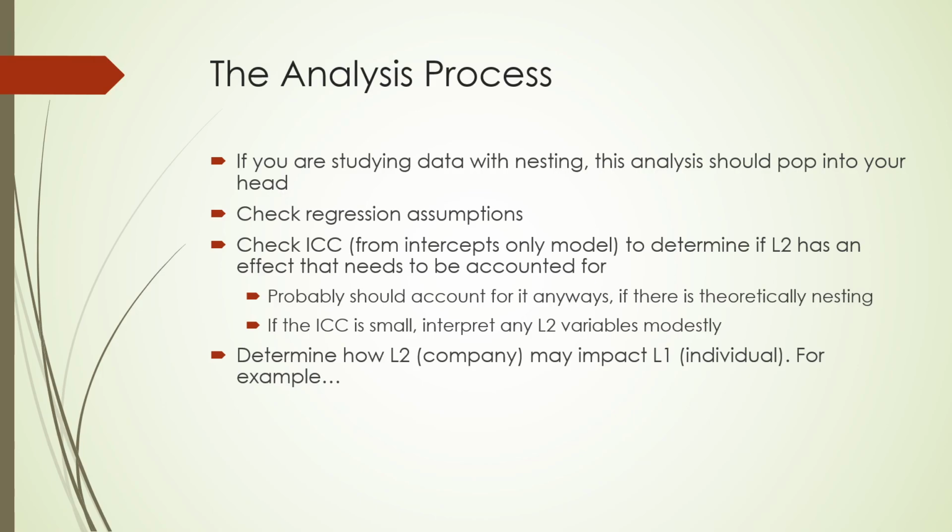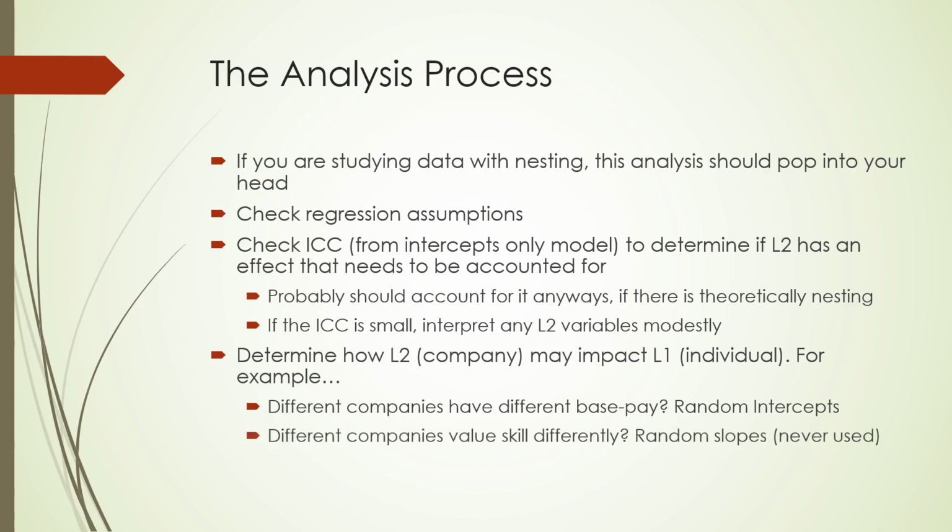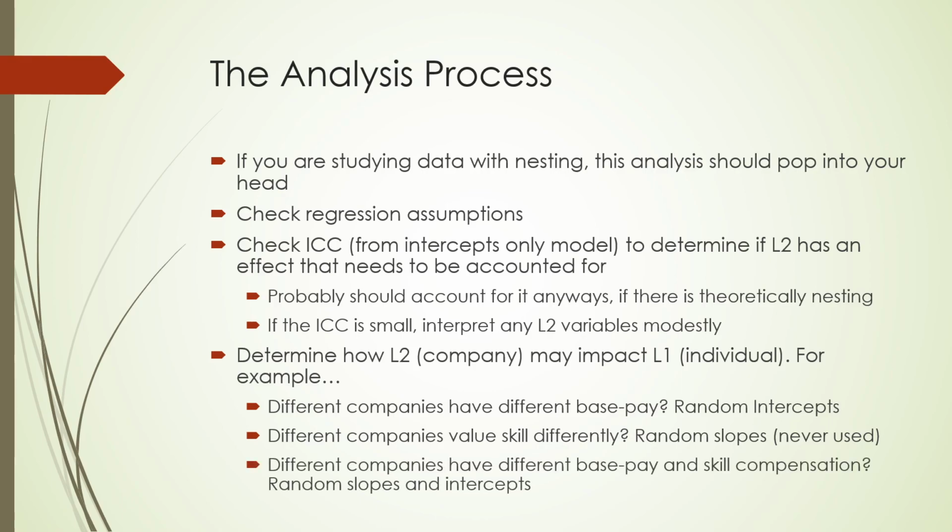So after we've checked the ICC, we can look at how the level 2 company impacts the level 1. And what we do then, after we've determined that level 2 is an important thing to account for, is we want to look at what our hypothesis and question relate to. So for instance, if I hypothesize that companies have different base pays, that's going to tell me to use a random intercepts model. If I hypothesize that companies have different skill compensations, or value monetarily skilled differently, then that's going to tell me to use random slopes. And if I hypothesize both of those, then that's going to tell me to use both, random intercepts and random slopes.